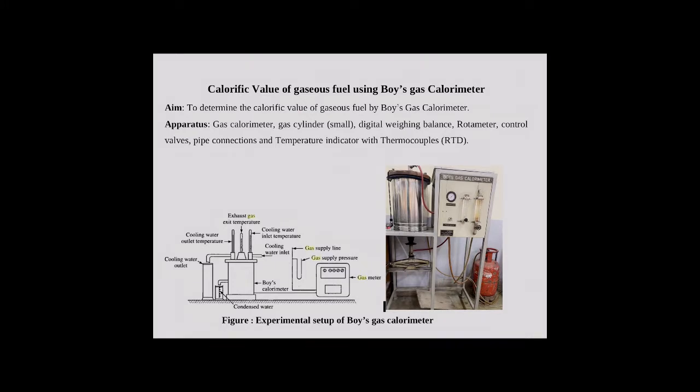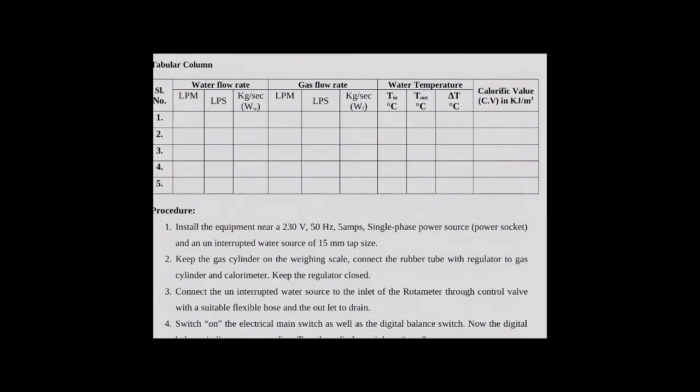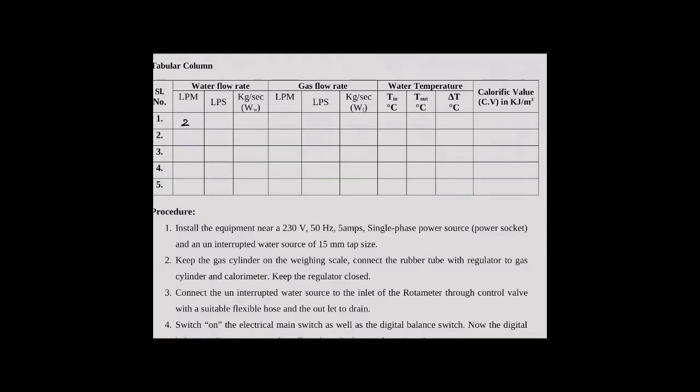Next, we are going to see the calculation part: how to calculate the calorific value using the Boys calorimeter. This is your table. In the table, we note down the mass flow rate of water, the gas flow rate in liters per minute, and the water inlet and exit temperatures using the thermocouple or thermometer. You are going to take two sets of readings. I am going to keep the water flow rate constant at 2 liters per minute for both conditions.